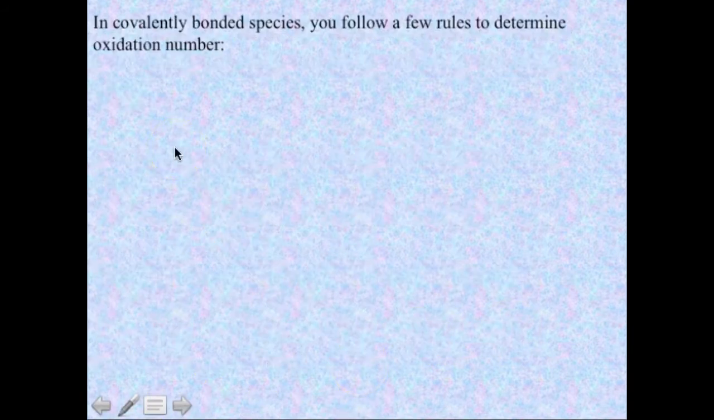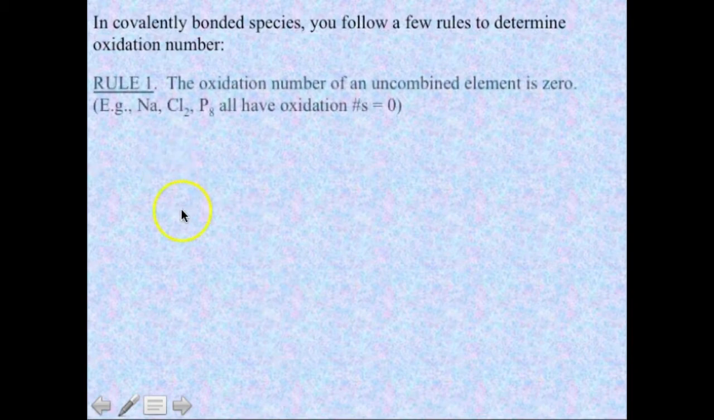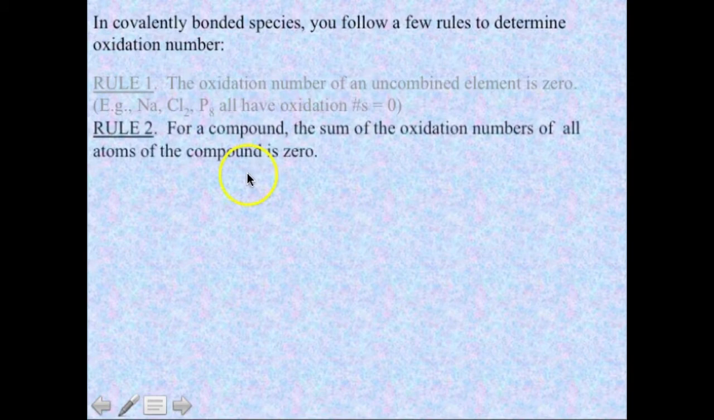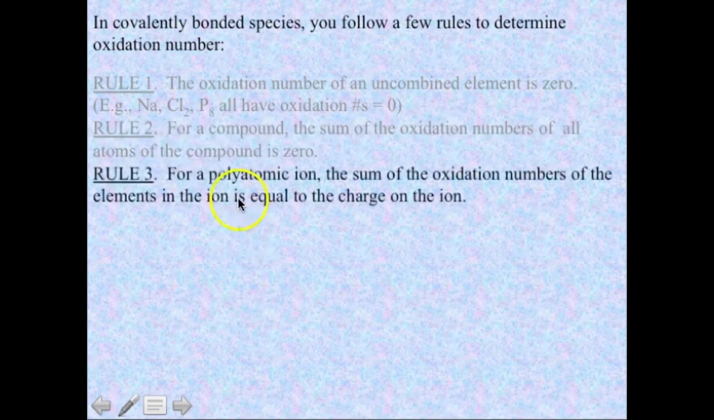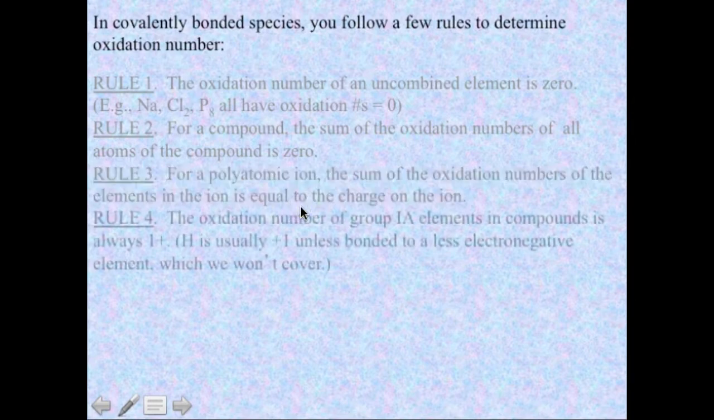In covalently bonded species, you follow a few rules to determine oxidation number. Rule 1, the oxidation number of an uncombined element is 0. So if it's just an element in its elemental phase, then it's sodium or chlorine or P8, all have an oxidation number of 0. For rule 2, for a compound, the sum of all the oxidation numbers of the atoms of the compound is 0. For a polyatomic ion, the sum of the oxidation numbers of the elements of the ion is equal to the charge of the ion.